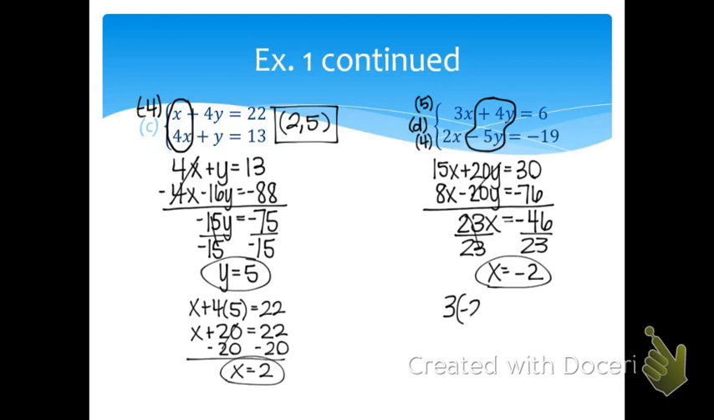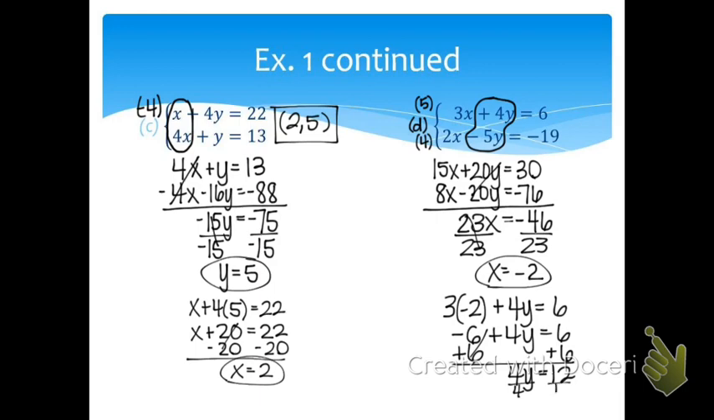So we have 3 times negative 2 plus 4y equals 6. Desiree, what do we do first? Multiply. What's 3 times negative 2? Plus 4y equals 6. What do you do next, Desiree? Good. We got to add 6 to both sides. So 4y equals 12. And how do we finish this off? Divide both sides by 4. So what does y equal? 3. And that makes our final answer what? Negative 2, 3.